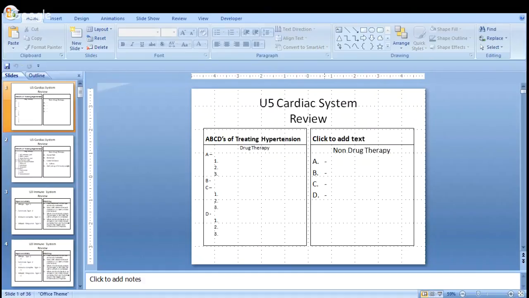What are the three drugs in A? In the A, we have the ACE inhibitors, ARBs, and alpha blockers.